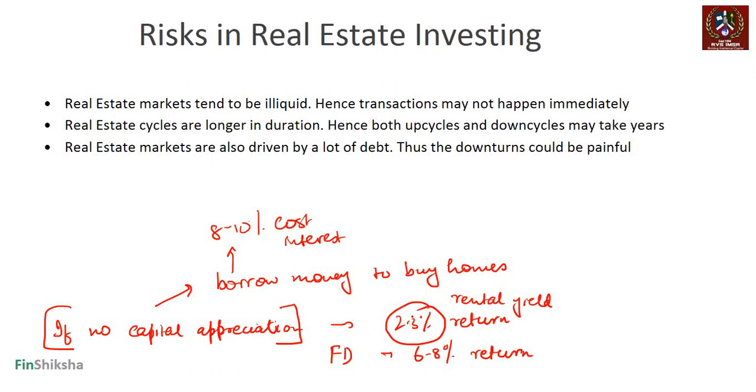In addition, there are a few more risks. The markets tend to be illiquid. There is less information flow. So transactions may not happen immediately. If I want to immediately buy or sell a particular piece of land or apartment, that might not happen immediately because there's no real market that is running around it. It's between two individuals, right? The cycles are longer in duration. So both up cycles and down cycles can be prolonged.